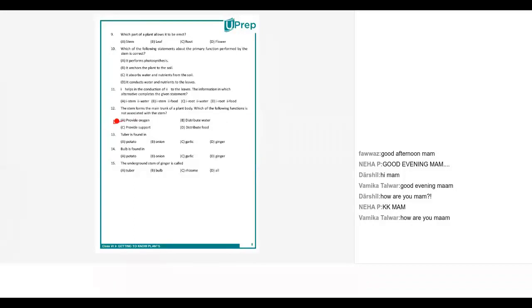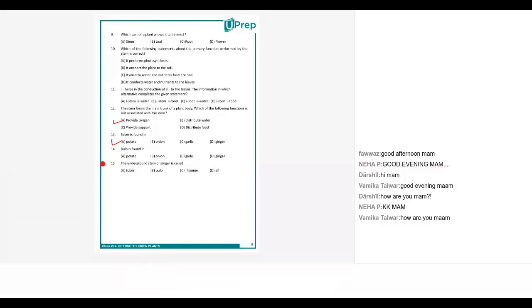Okay. Next. 13. Tubers are found in A. Potato. B. Onion. C. Garlic. D. Ginger. Ma'am, tubers are A. Potato. Very good. Yeah. Next. 14. Bulb is found in A. Potato. B. Ginger. C. Garlic. D. Ginger.